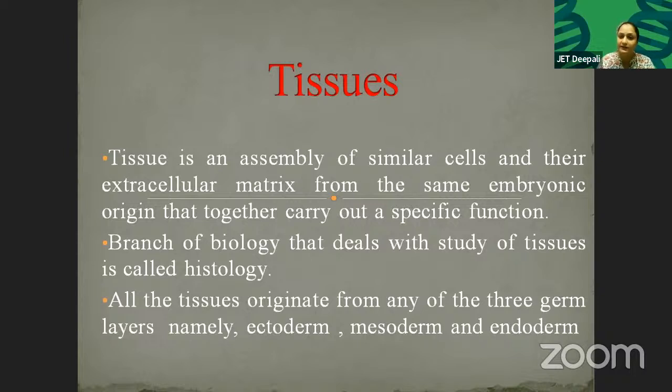Like epithelial tissue protecting, or take the example of nervous tissue: they should be from the same embryonic origin. Similar cell, same embryonic origin, same extracellular matrix. Tissue is an assembly of similar cells, meaning all cells are similar in the sense of the same embryonic origin, and their extracellular matrix also should be the same, and they carry out a specific function.